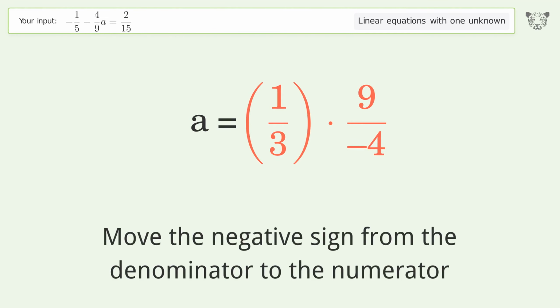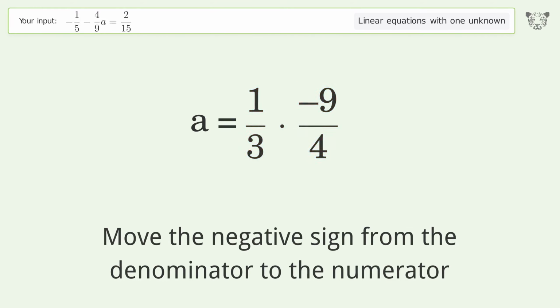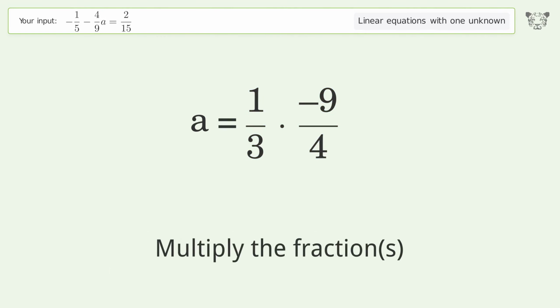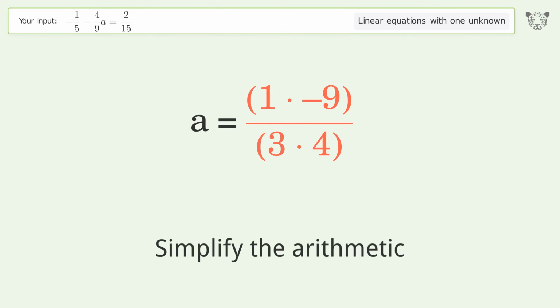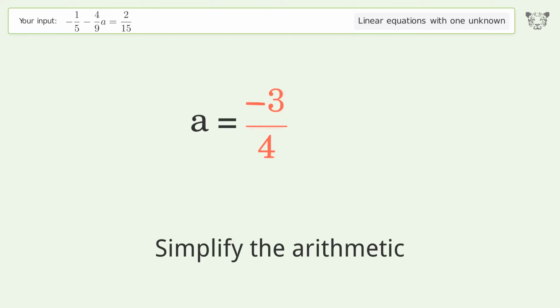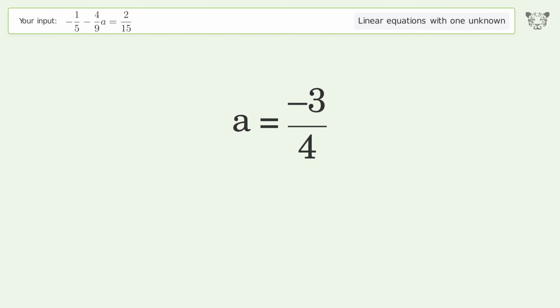Move the negative sign from the denominator to the numerator. Multiply the fractions. Simplify the arithmetic. And so the final result is a equals -3/4.